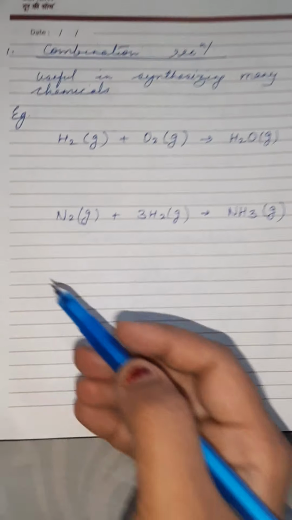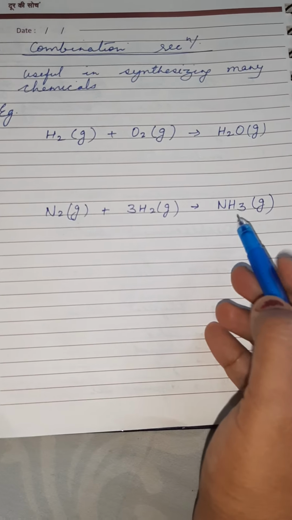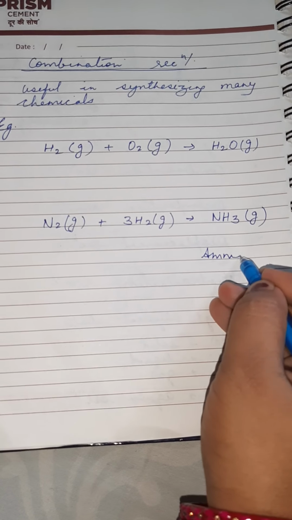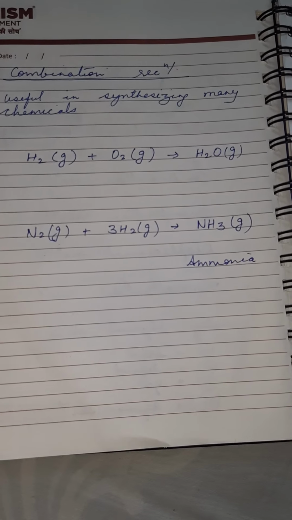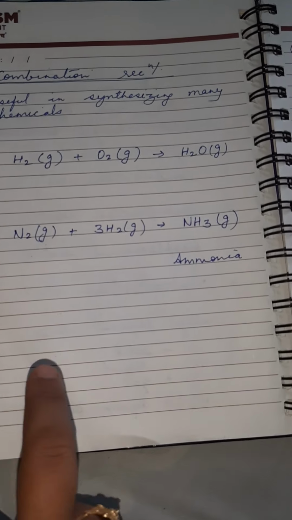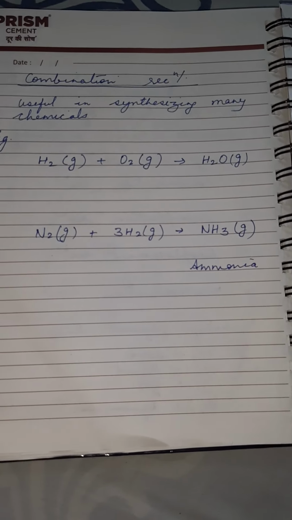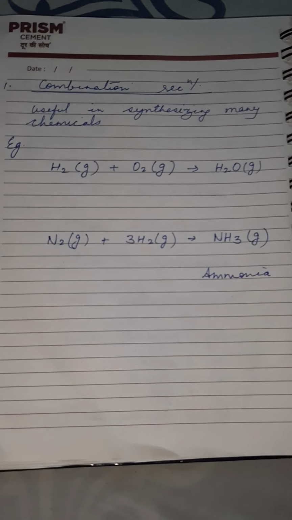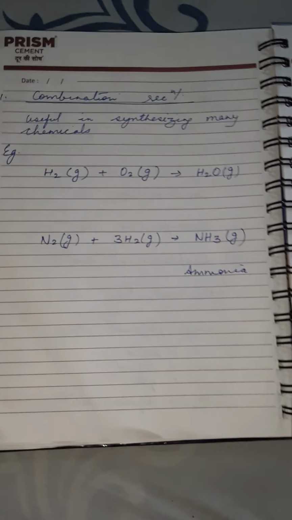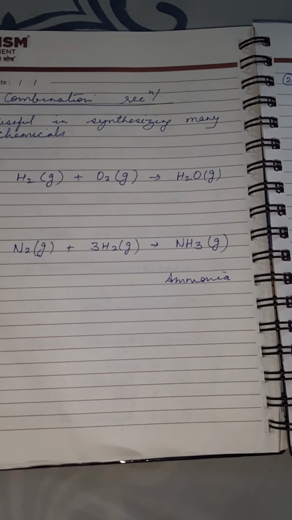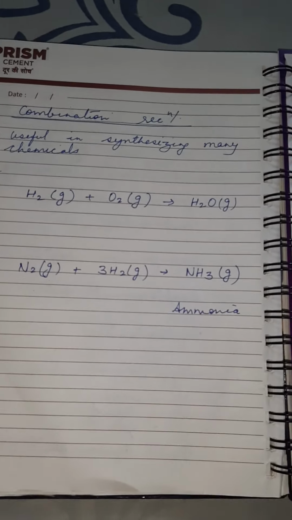Okay. Then the second example is nitrogen when combined with hydrogen forms ammonia. This is ammonia. And you are well known with ammonia. You have studied this in nitrogen fixation. Here nitrogen is in gaseous form, hydrogen is in gaseous form, and ammonia is also in gaseous form. You can write many more examples yourself. Now, after combination reactions, here you have seen that there are two reactants and one product is obtained.